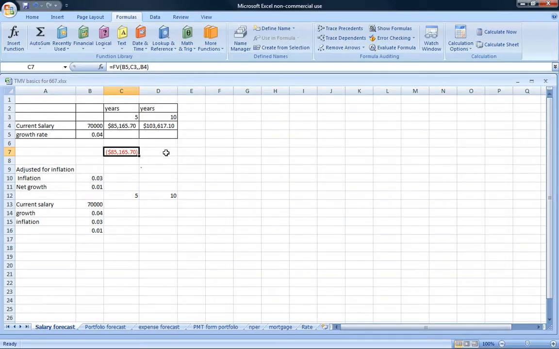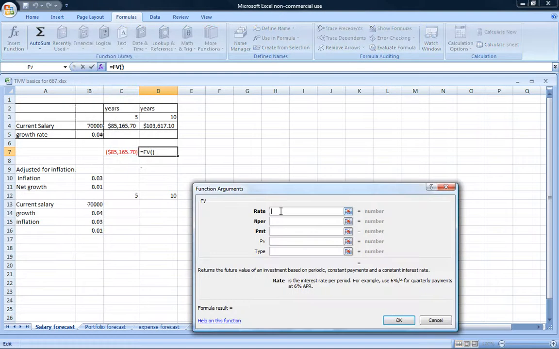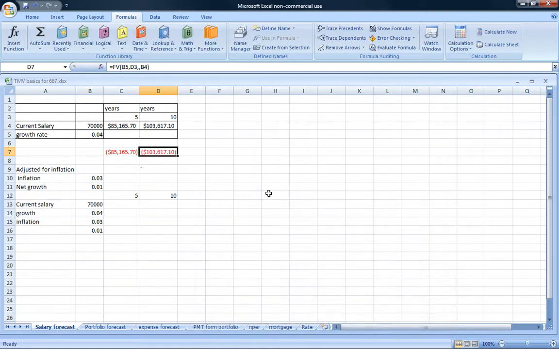So now let's say if I want to do this one, 10 years, same thing. I go to the financials, go to the future value. Rate will be this cell. Number of periods now would be 10 years. I'll go over here. Present value will be 70,000, and I get this number. And again, don't worry about the negative part.